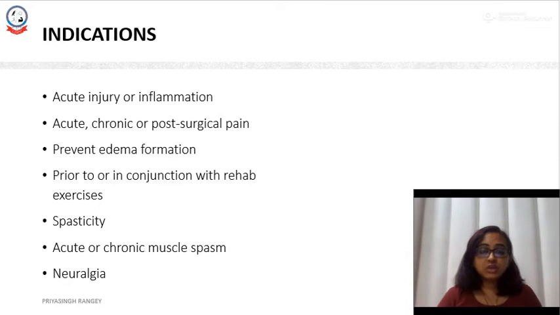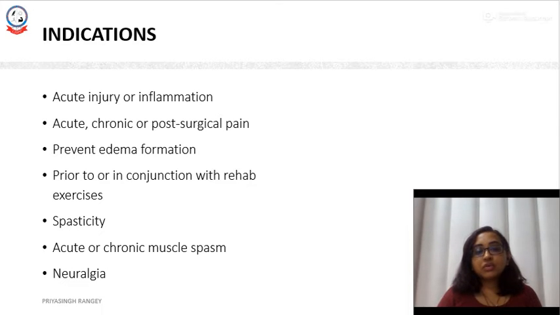Cryotherapy can be used for acute injuries or inflammation, because as we have discussed in the physiological effects and the therapeutic effects, cryotherapy can help in reducing the amount of swelling, reducing the edema, repairing of the tissues, and also it can help in relieving the pain that is usually associated with acute injuries and acute inflammation.